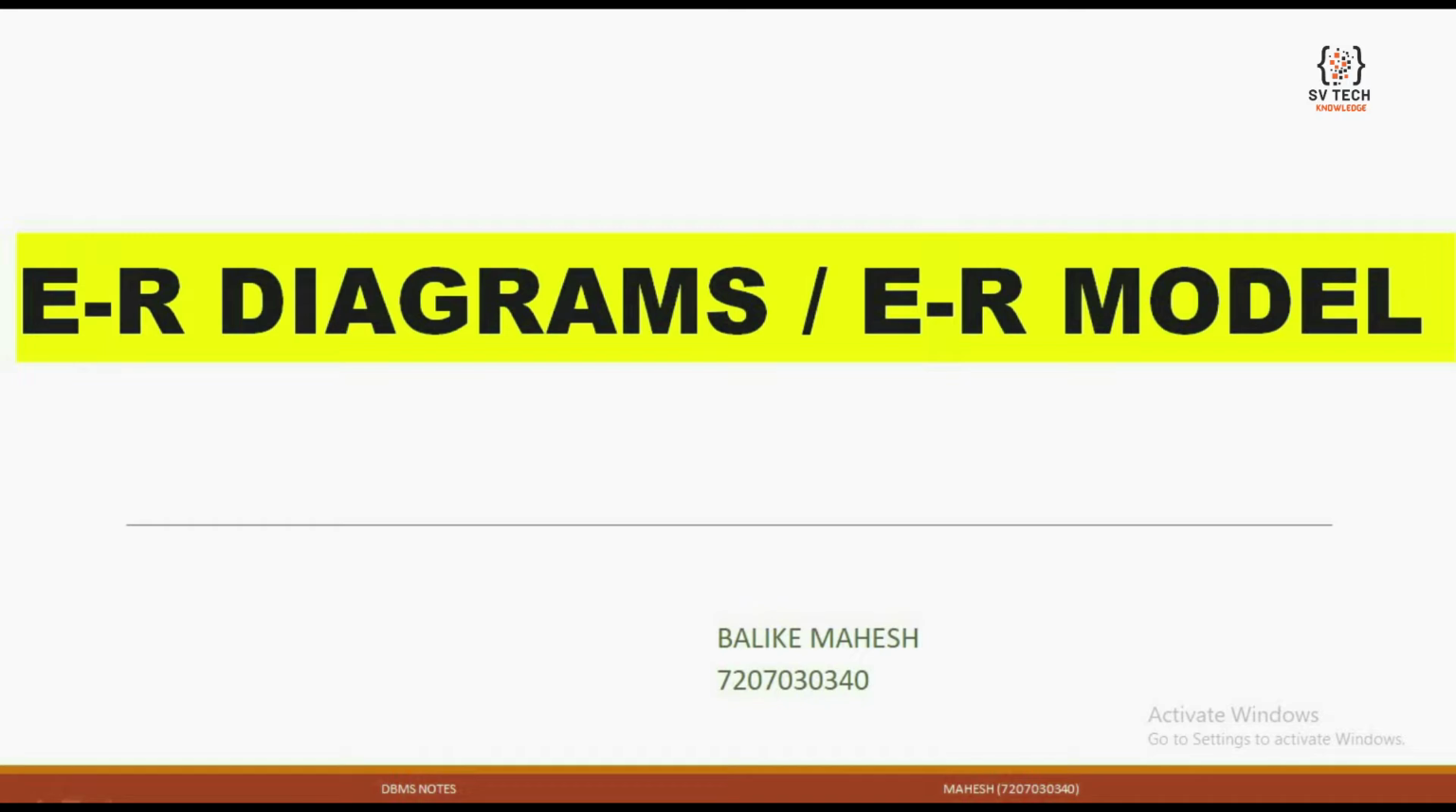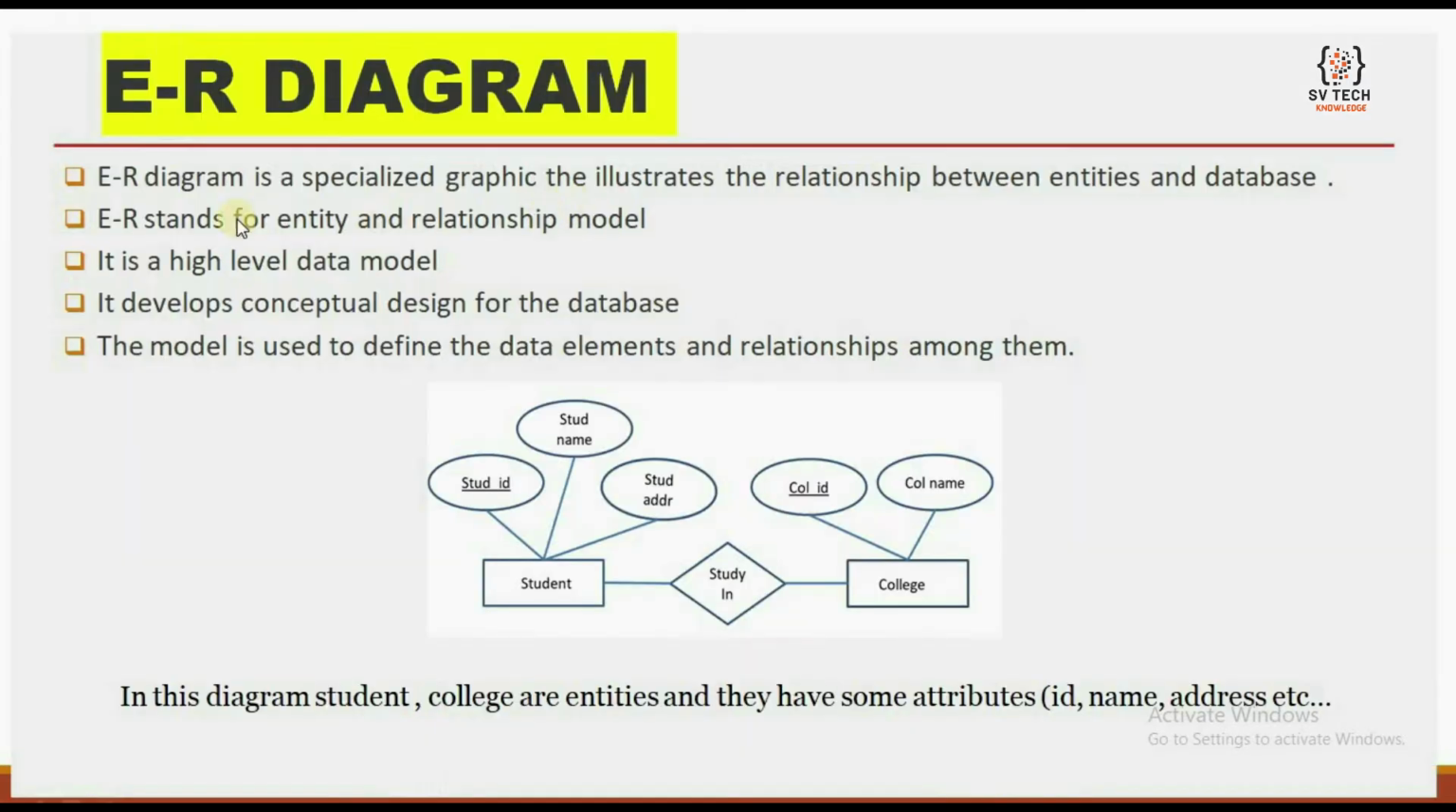ER diagrams or ER model. An ER diagram is a specialized graphic that illustrates the relationship between entities in a database. ER stands for Entity Relationship Model. It is a high-level data model. It develops a conceptual design for the database. The model is used to define the data elements and the relationships among them.